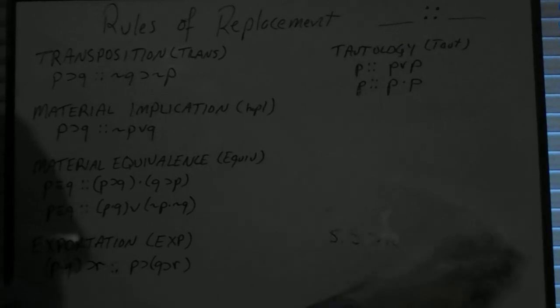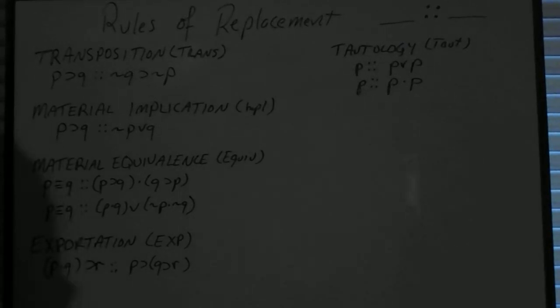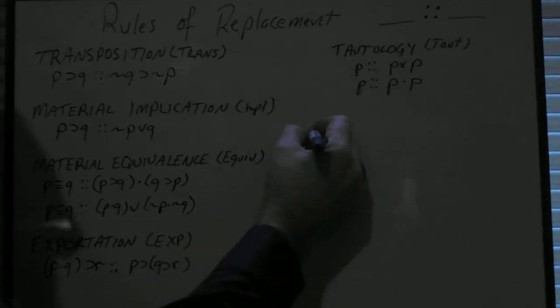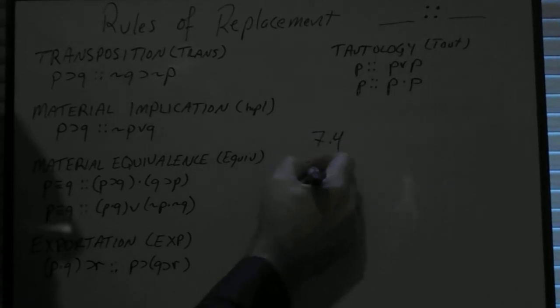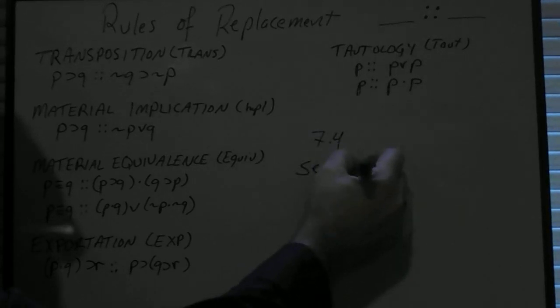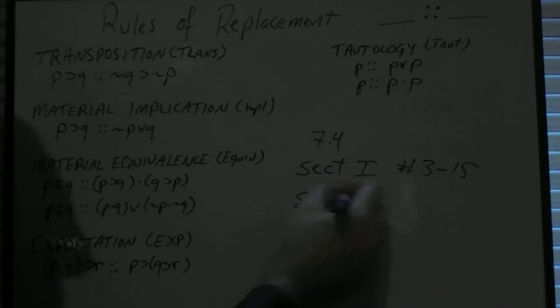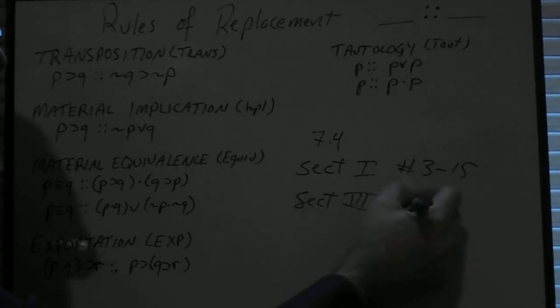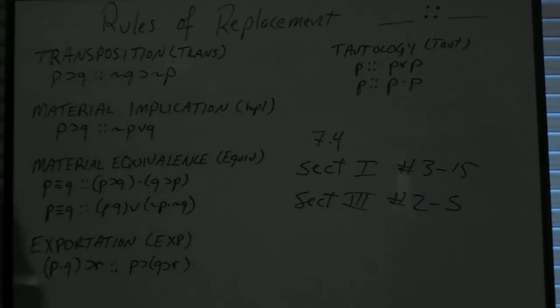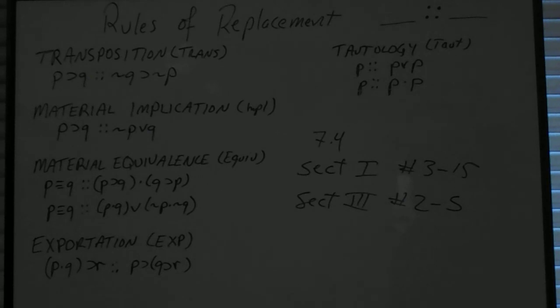Alright, so basically the homework for this section, 7.4, you have section 1, you're going to do 3 through 15, and for section 3, you're going to do 2 through 5. Right? And I will be back with videos working through the solutions to those so you can check yourself.